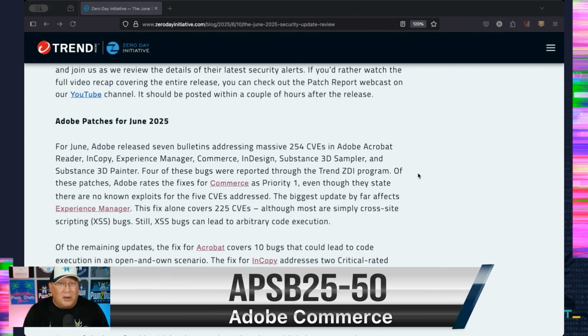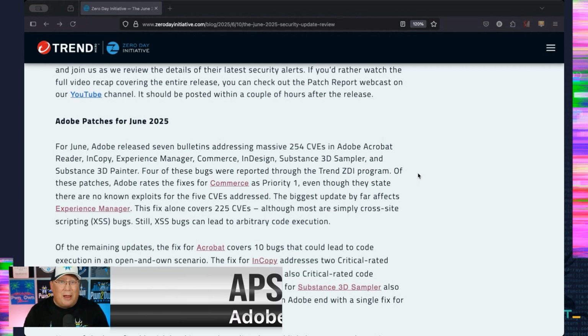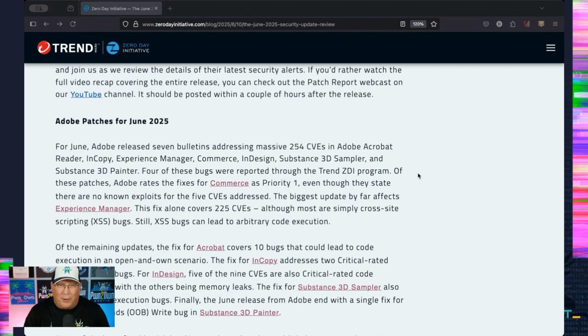They do note that it's not under active attack right now, but considering that it is Commerce and it is a priority 1, if you're looking to prioritize, I would take a look at that. They also have 10 CVEs in Acrobat Reader, 4 of which came from the ZDI program. And that is another big one, since Reader bugs are often exploited in the wild by ransomware gangs because people click on anything. Sorry about that.